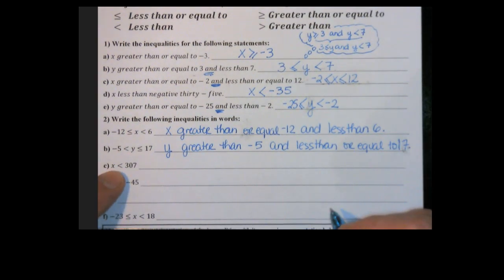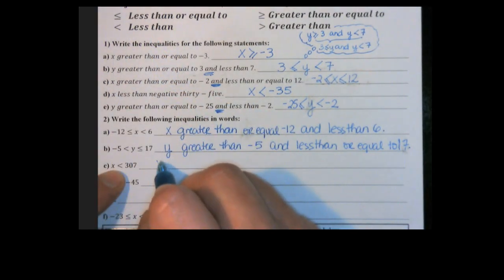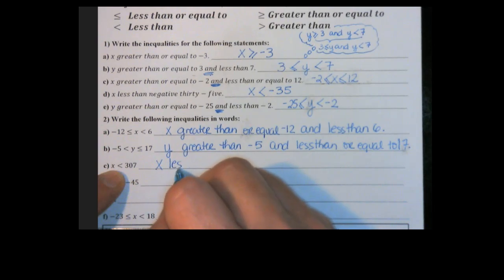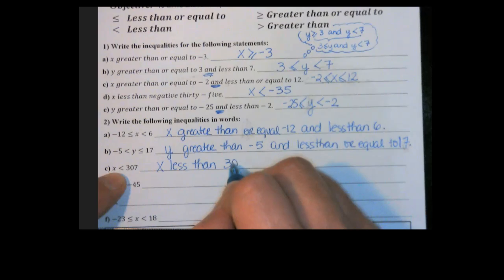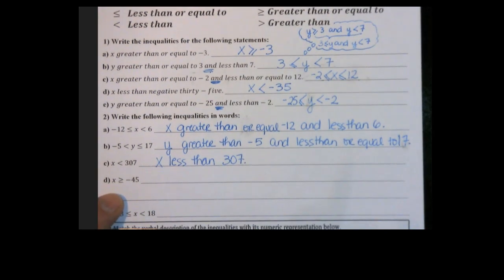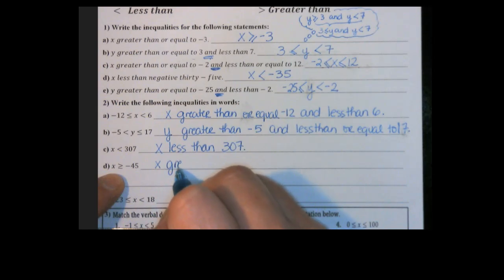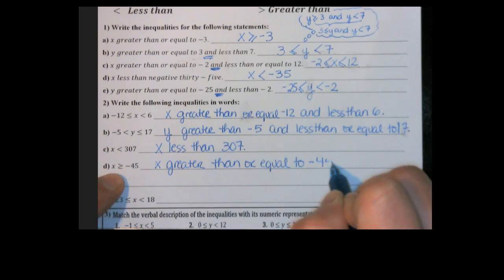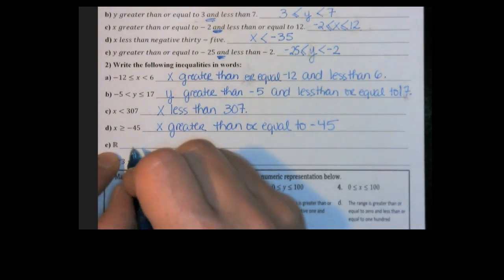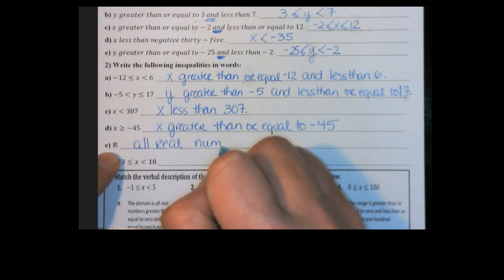Now if you only have one inequality sign, then you do the literal translation right there, which is x less than 307. Here only one, so x greater than or equal to -45. Remember, the letter R stands for all real numbers.